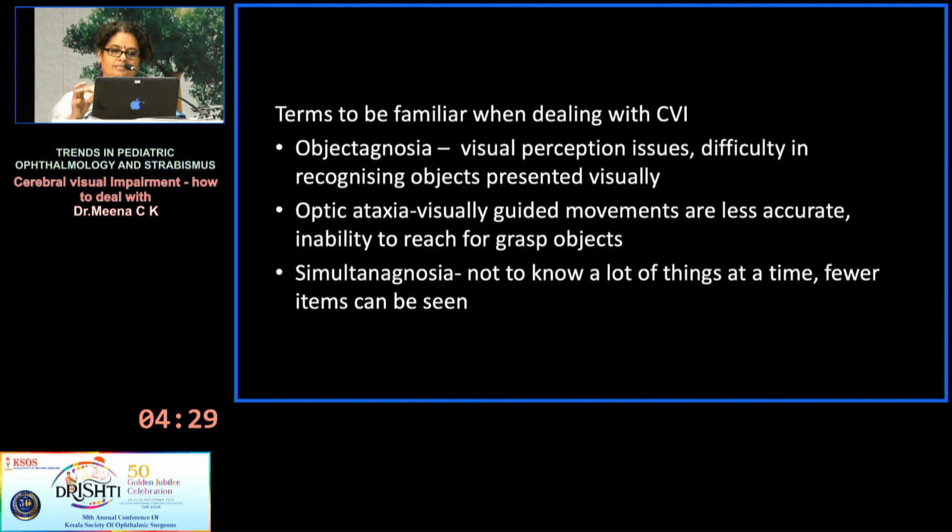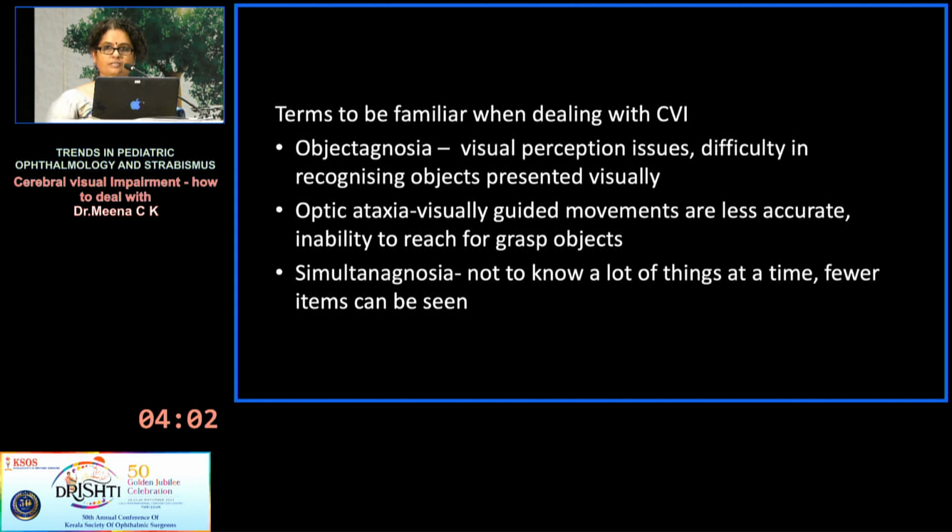Mostly it is these agnosias. So what is object agnosia? It is a visual perception issue where they have difficulty recognizing objects presented visually. Like if you show them a bicycle, they'll be able to see the handle, the wheels, etc., but they may not be able to perceive it as a bicycle. And optic ataxia is where visually guided movements are less accurate. Just like grasping a mug, they may not be able to grasp it properly.